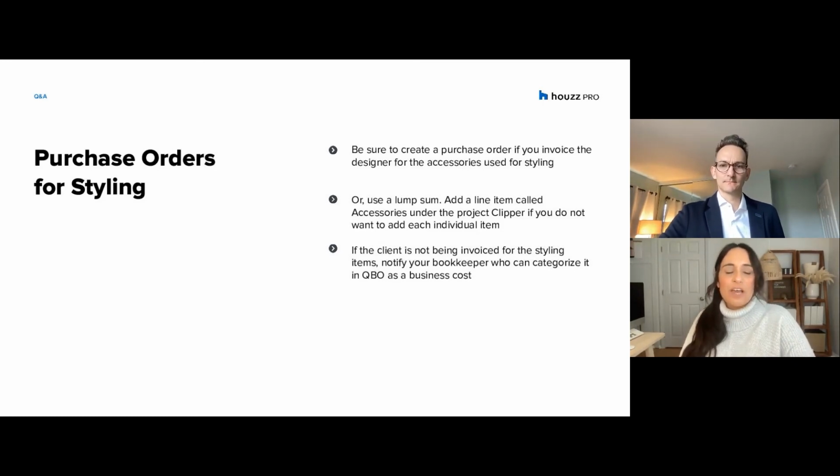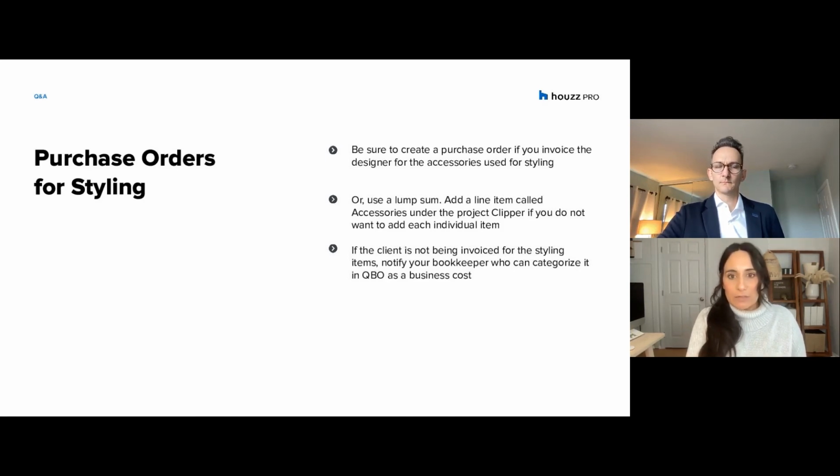Yeah, I would probably ask a follow-up question to this question. Are you billing the client or are you covering the cost? So if you're billing the client, I would add it to a proposal. Instead of going through your product clipper and adding every single small accessory, you can actually do a lump sum called accessories under that specific vendor. And you can just add that to the proposal if you need to go back and invoice your client. If you're not invoicing the client, I would just communicate with your bookkeeper and you can actually just categorize it on the QBO side.